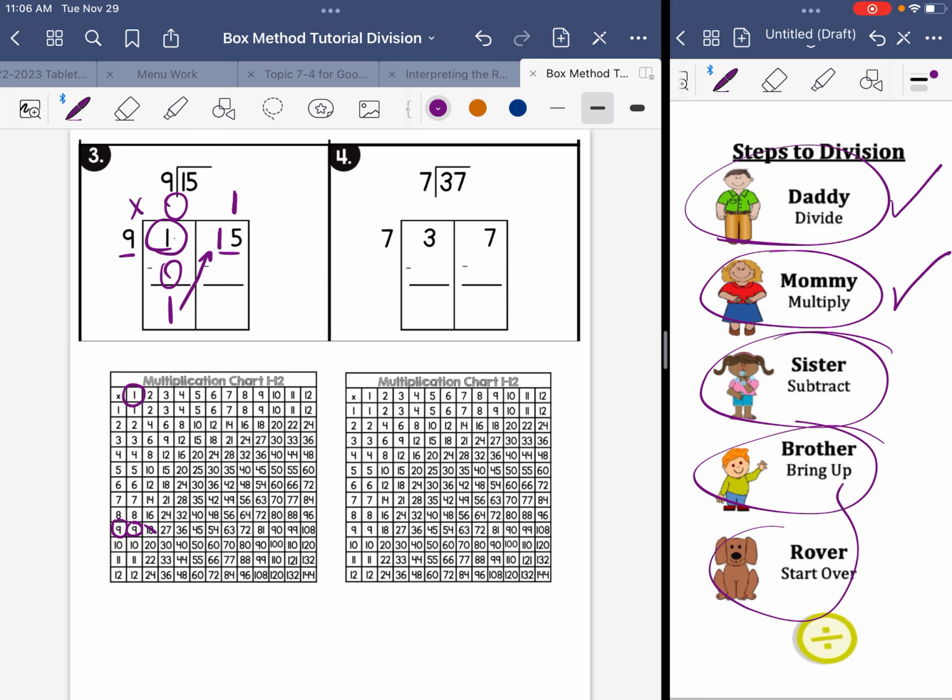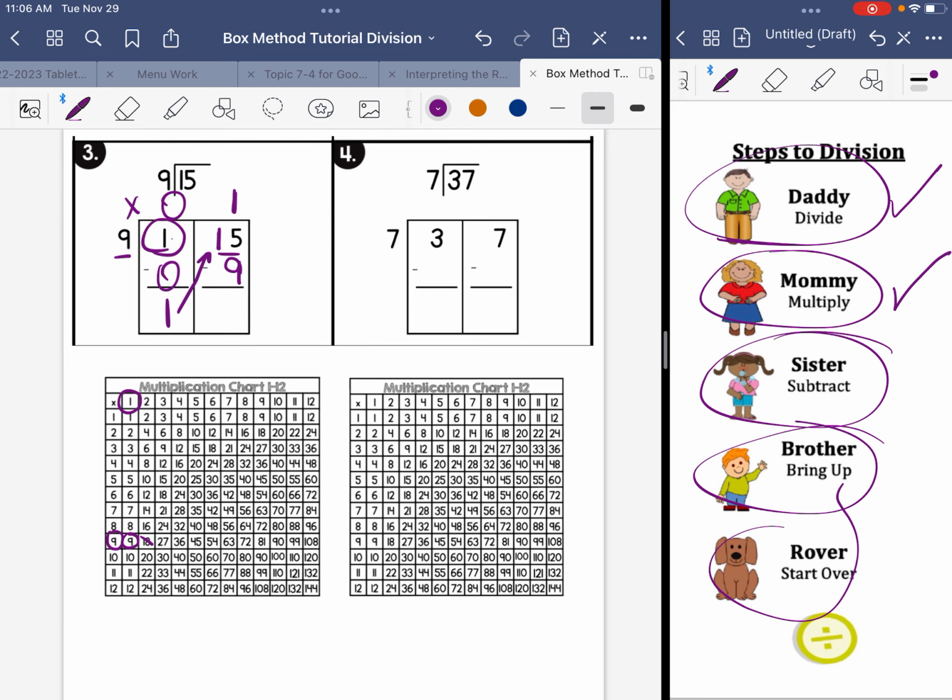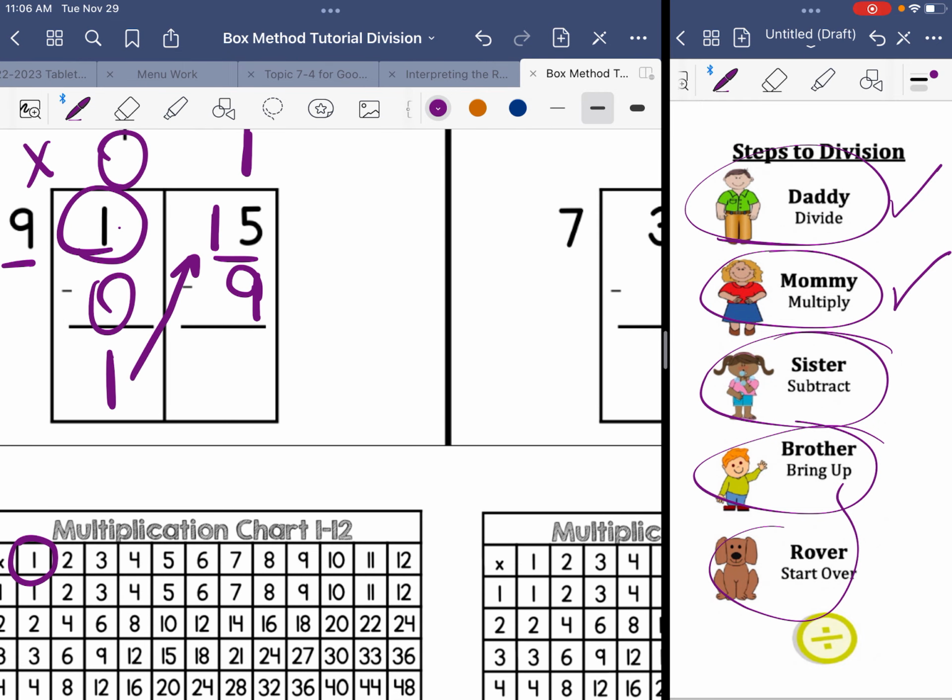So now we're at mommy multiply. 1 times 9 is 9. Make sure your numbers are nice and lined up. So now we could do 15 minus 9. And we need to borrow, so this becomes a 1. This becomes a 0.